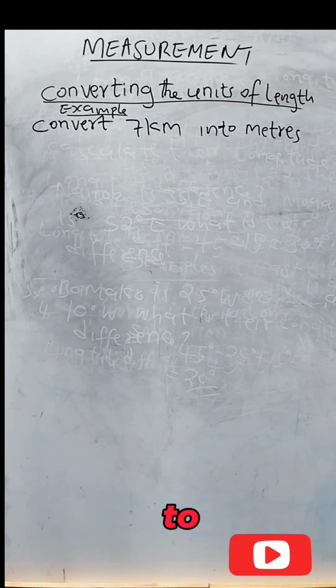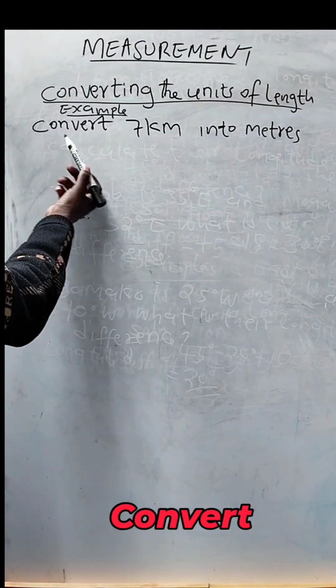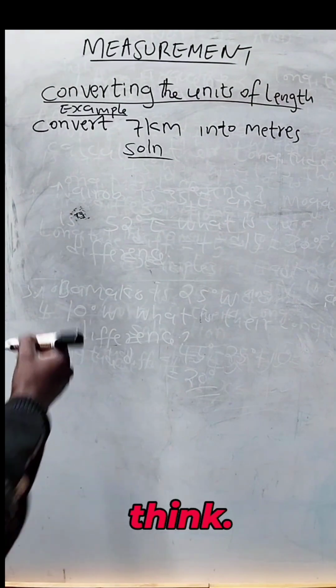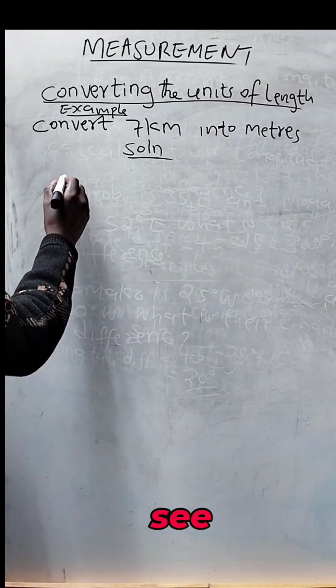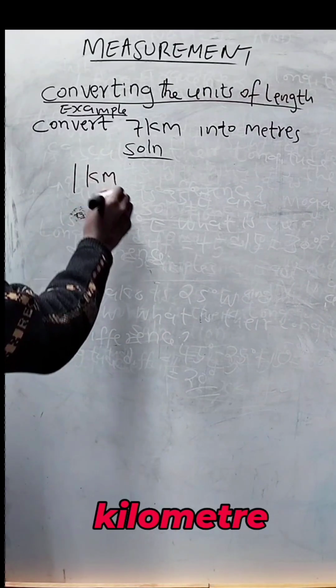It's very easy to convert the units of length from one unit to another. For instance, we have this: convert 7 kilometers into meters. It is easier than you think. Converting 7 kilometers into meters, you can say 1 kilometer is equal to 1000 meters.